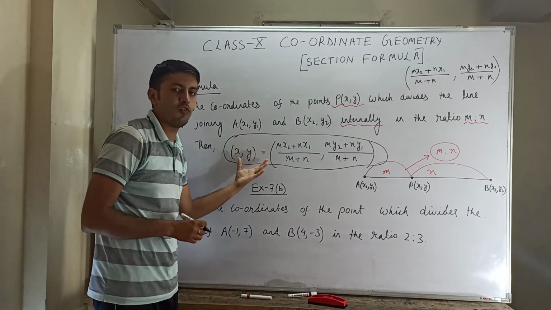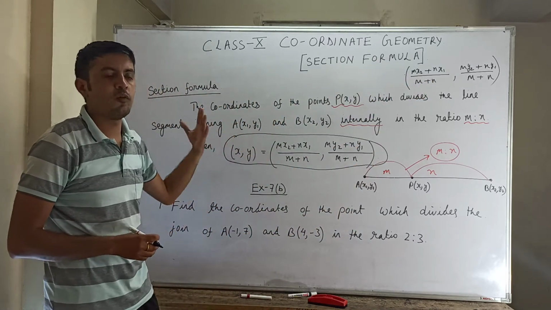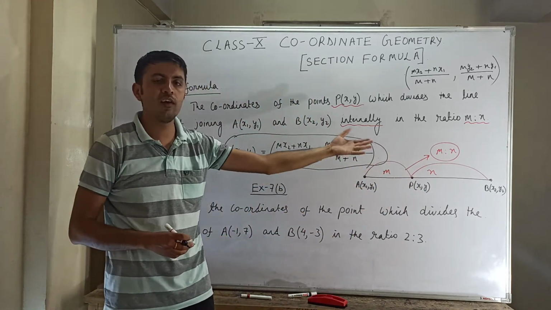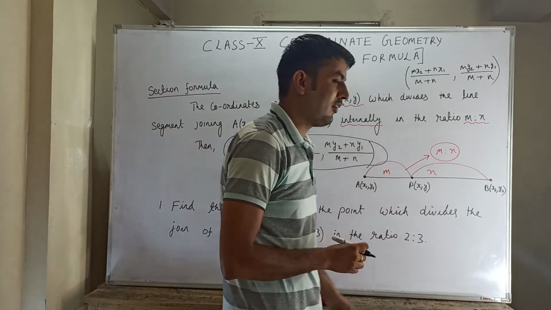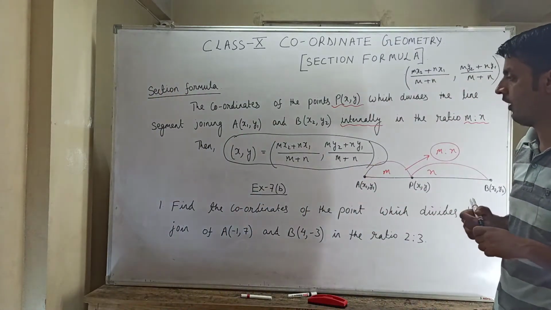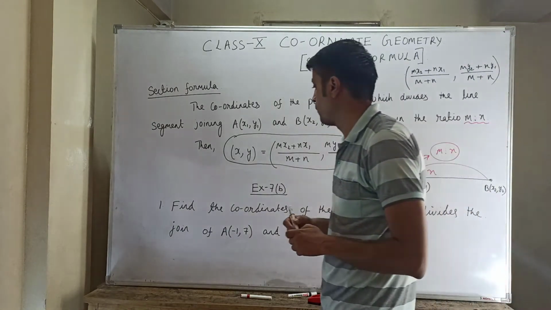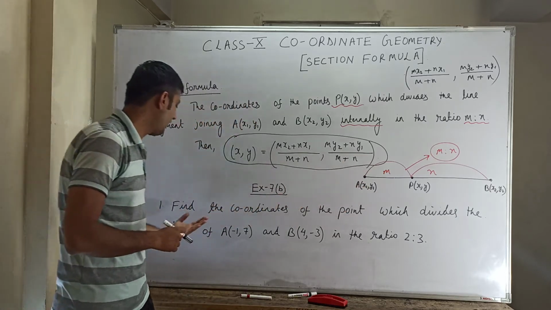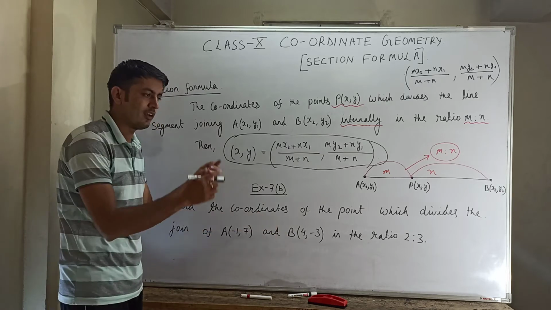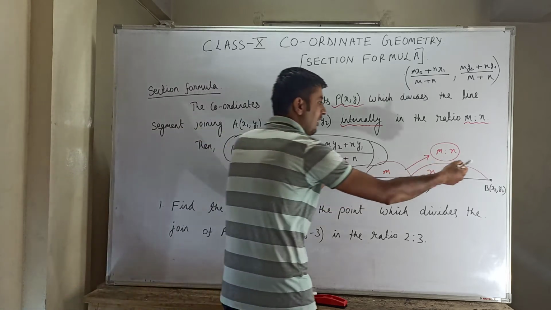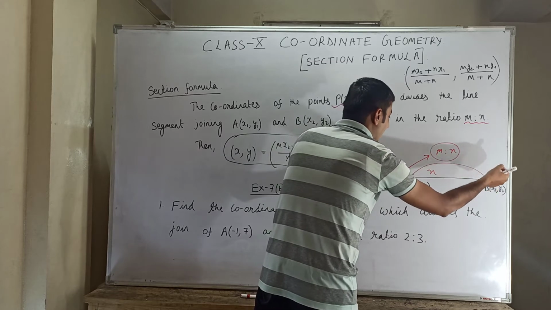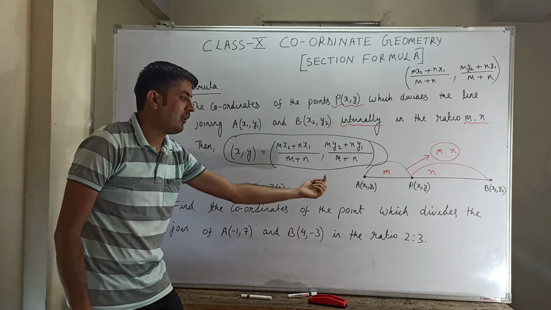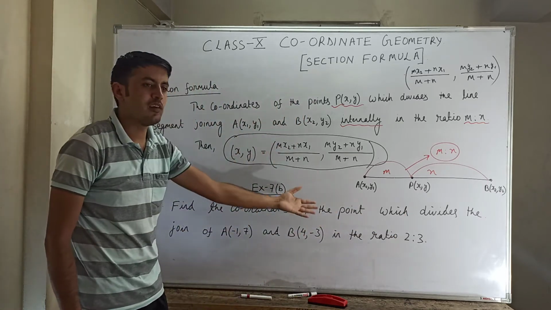So that is how you can remember this formula. You have to remember this formula, and with the help of it, you can find out the coordinate of P(x, y) when the ratio is given and the points are given. So let us do one problem from your textbook, exercise 7B, question number 1. As you can see, what is given? Find the coordinate of the point which divides the join of AB, that means the line segment AB, in the ratio 2:3. The ratio is given.